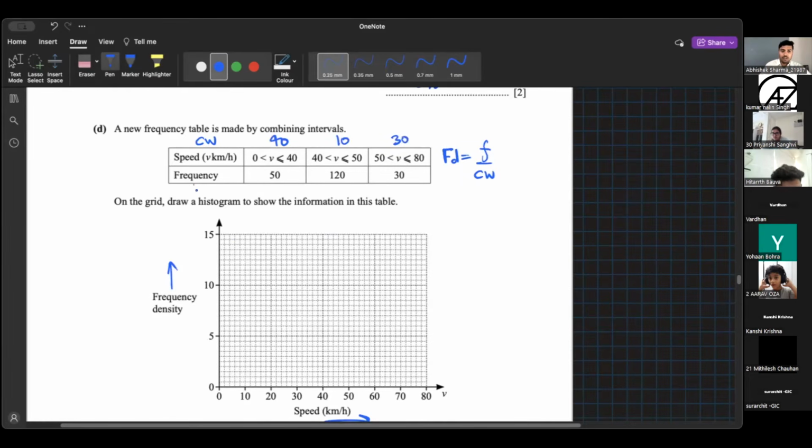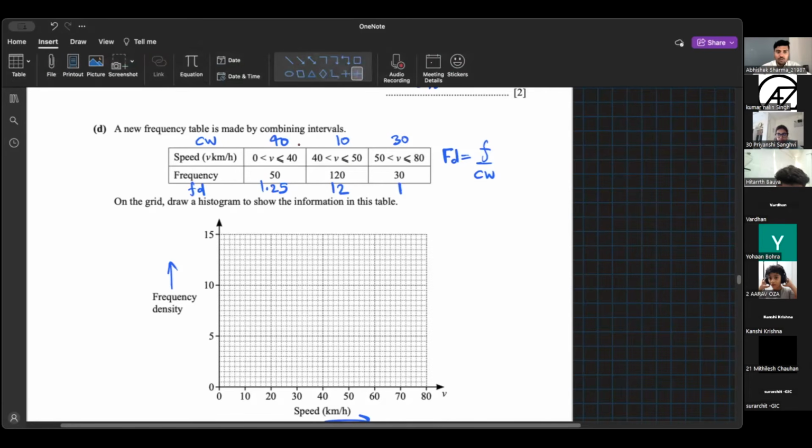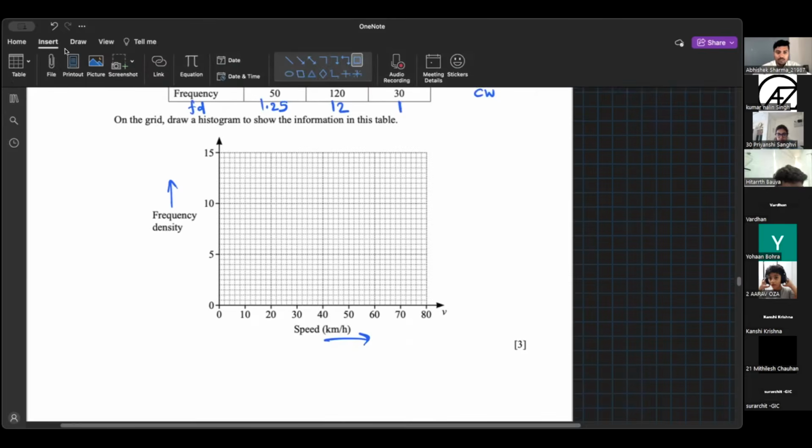Right? And then you write down the frequency density. Frequency density is frequency upon class width. So that is 50 divided by 40, which is 1.25. Then 120 divided by 10, that is 12. And the last one, 30 divided by 30, that is 1. So this is the frequency density of each class. For the first one, 0 to 40, it is 1.25.